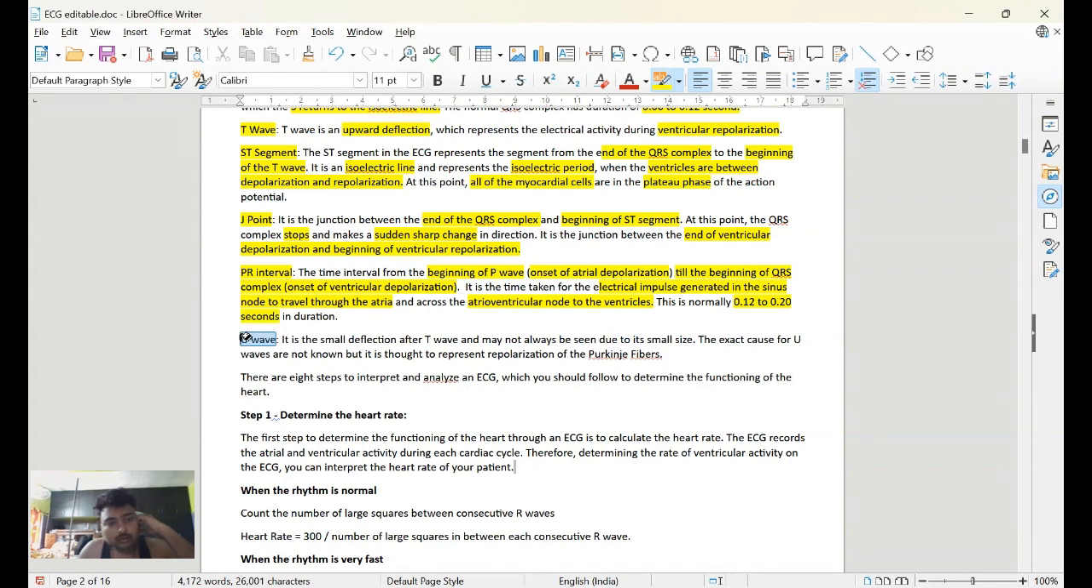There is a U wave, a small deflection after the T wave. It may not always be seen due to its small size. The exact cause of the U wave is unknown, but it is thought to represent repolarization of the Purkinje fibers in the ventricles.